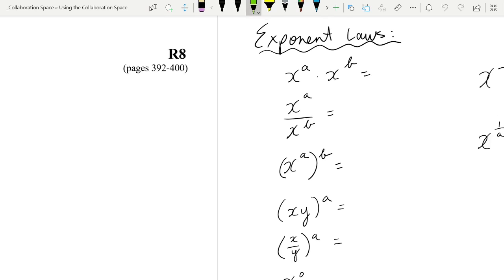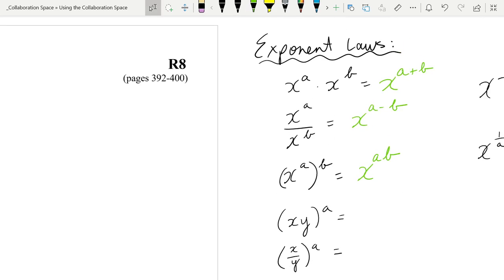I'll use green. x to the a times x to the b. If the bases are the same, what do you do with the exponents? Add them. Correct. If the bases are the same and you divide, what do you do with the exponents? You subtract them. a minus b. If you take the power of a power, what do you do with the exponents? You multiply them.